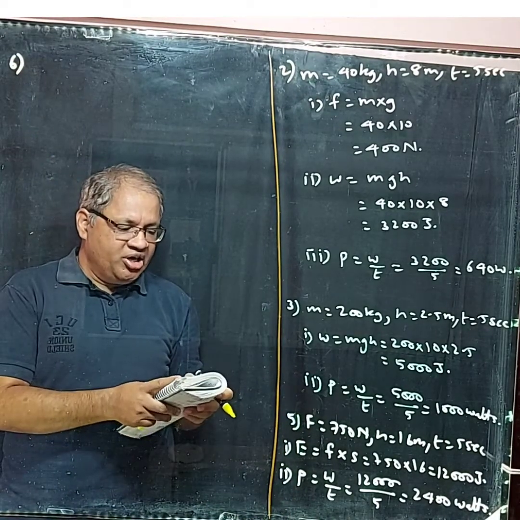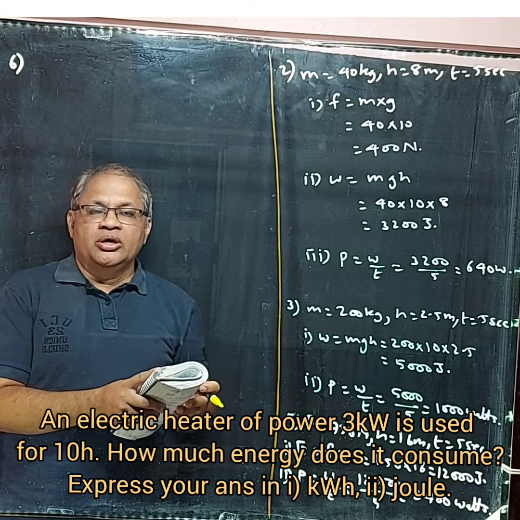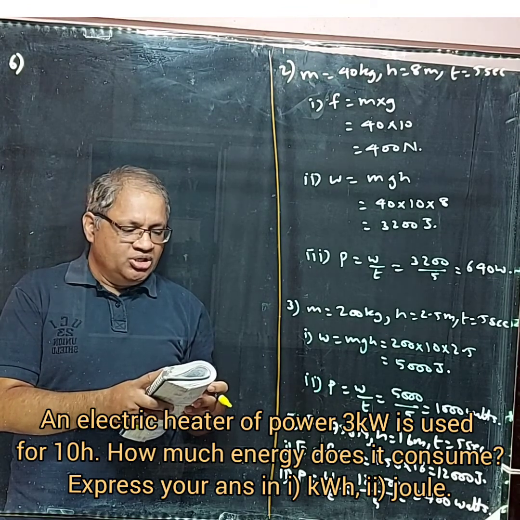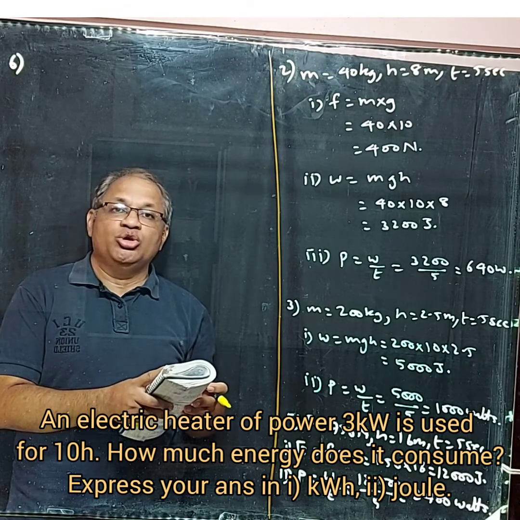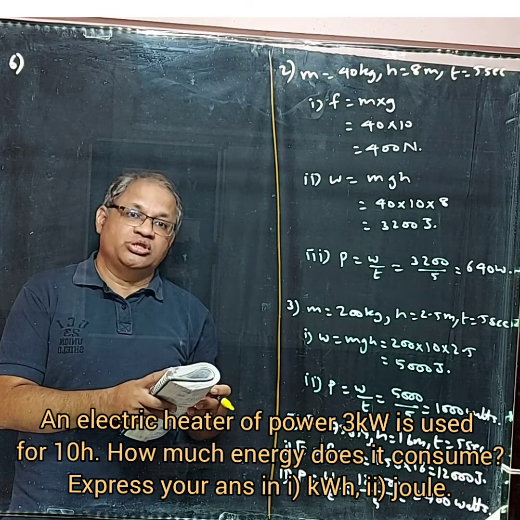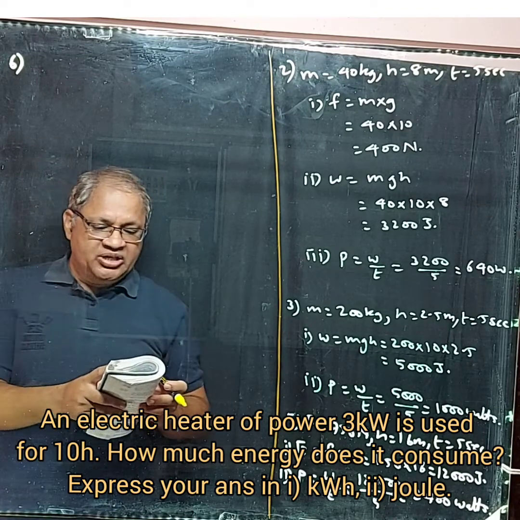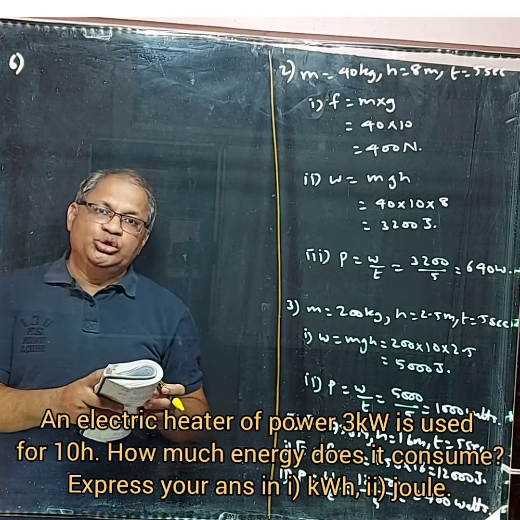An electric heater of power 3 kilowatt, that is 3000 watt, is used for 10 hours. How do you convert 10 hours into seconds? 10 into 60 into 60, right? How much energy does it consume? Express your answer in kilowatt hour and joules also.